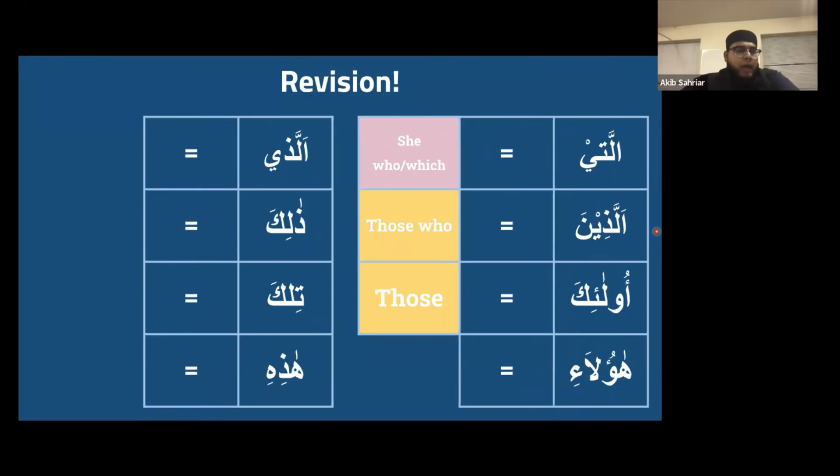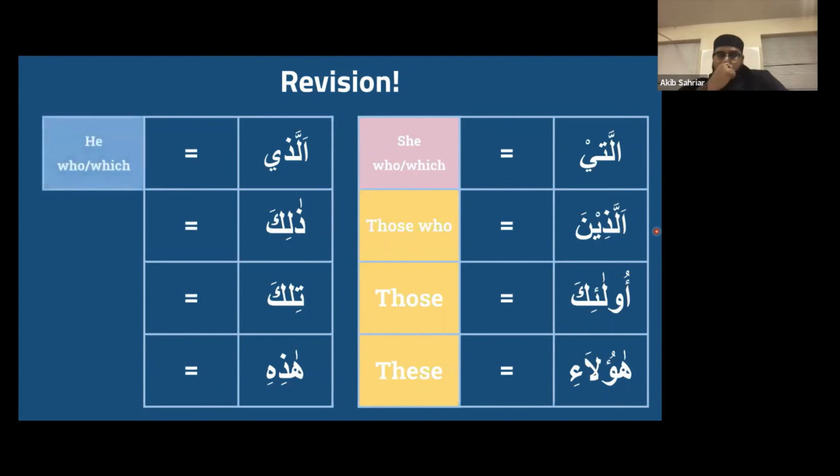Haulai. I already put the answer there. Haulai means these, also a demonstrative pronoun, right? Alladhi. We did alladhi as well. That, he who, which refers back to a masculine person or object or place, right? And dhalika. Do you guys remember what dhalika means?